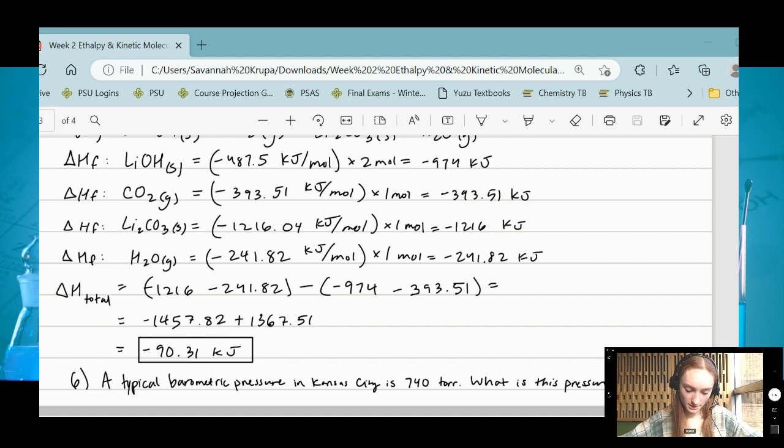So let's move on. I believe this is chapter 9 now. Moving on from enthalpy values, let's talk about some gas stuff, and PIVNERT, as I like to say, because that is the equation we're going to be working with. We're on question 6, and it says a typical barometric pressure in Kansas City is 740 torr. What is this pressure in atmospheres, in millimeters of mercury, and in kilopascals?